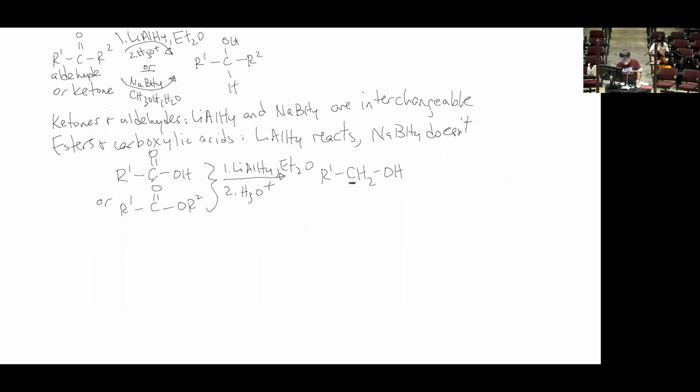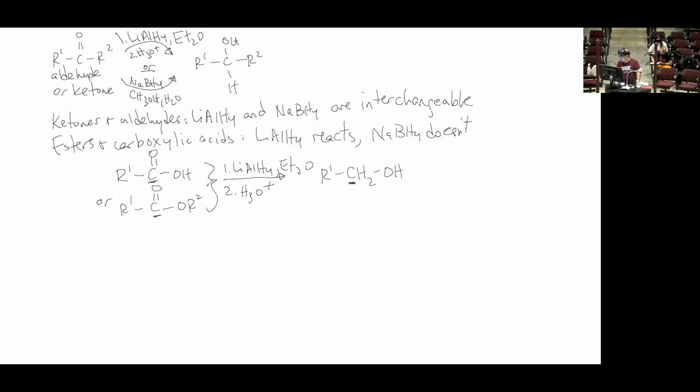Same deal as before. We want to use diethyl ether or some aprotic solvent for that first phase of the reaction. Then we will do our workup. And you can write here either H3O plus or just water. Both of them will successfully work up the reaction. And in the end, the major organic product that we will get is the corresponding primary alcohol.